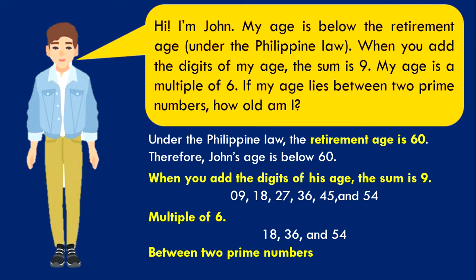So let's check 18. Okay, we need to verify if it satisfies the given statement. 18 is between 17 and 19. Okay, it is between 17 and 19. And 17 and 19 are both prime numbers. So therefore, the age of John is 18. Okay, John is 18 years old.